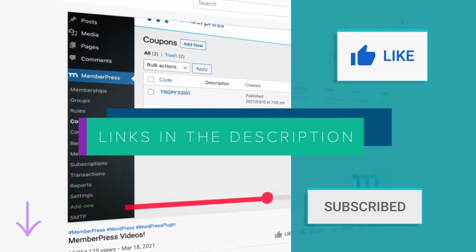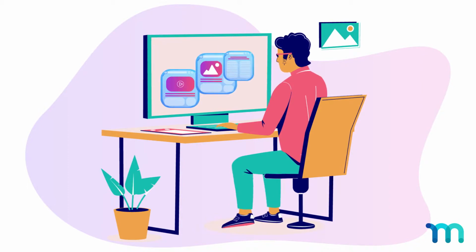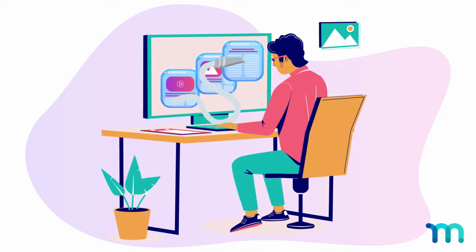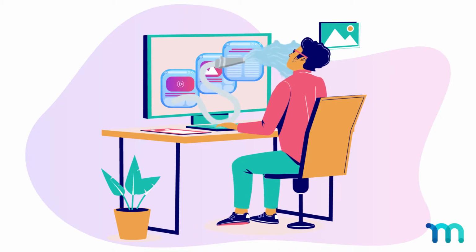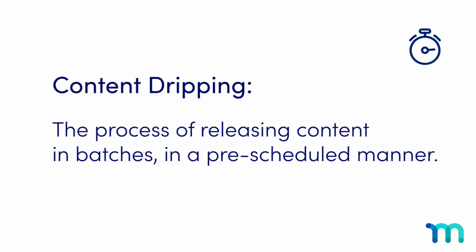Now, let's jump in. Having access to everything all at once can be overwhelming and sometimes leave your members feeling like they're drinking out of a fire hose. Content dripping is the process of releasing content in batches, like over the course of a few months, or however frequent you want to make new information available. This makes your content more manageable and digestible.